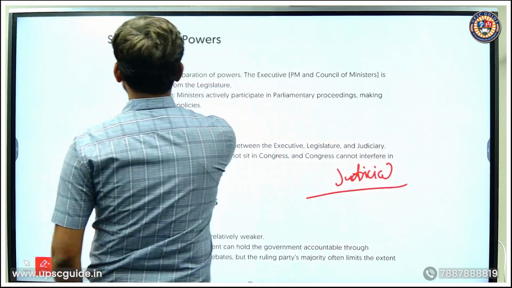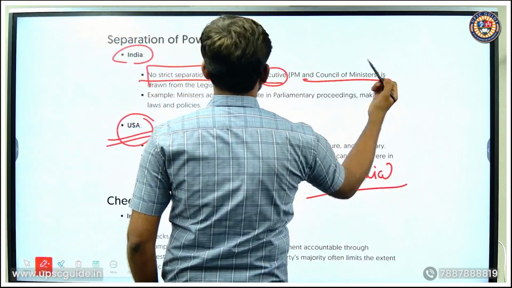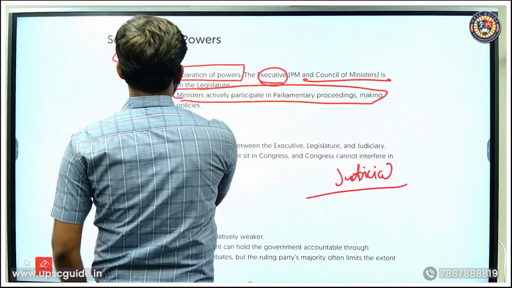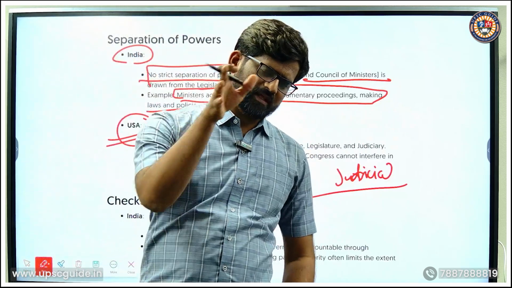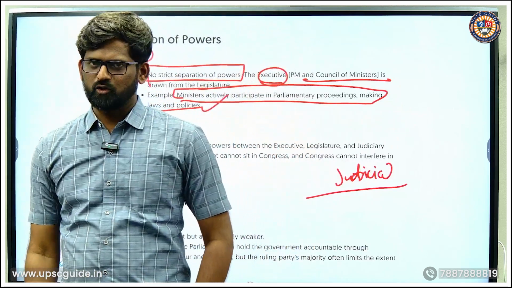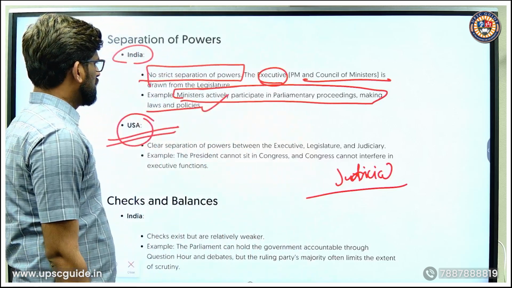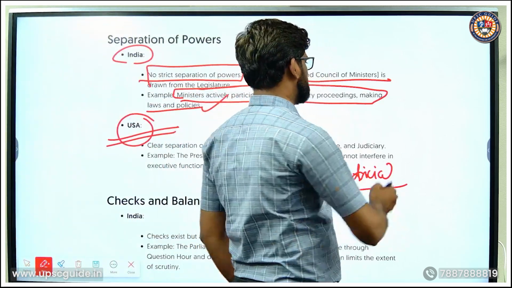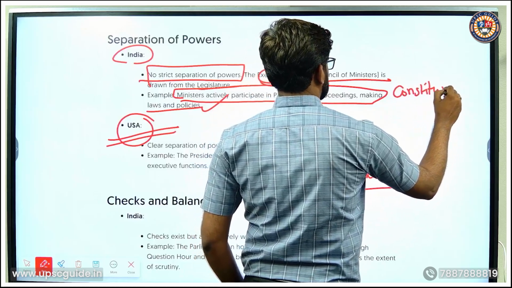While in India, there is no strict separation of power. The executive is a member of the legislature. Ministers actively participate in parliamentary proceedings, law making and policy. They are also members of the legislature, and also members of the executive. So there is no strict separation of power. Here, rather than judicial or parliamentary supremacy, India has constitutional supremacy.